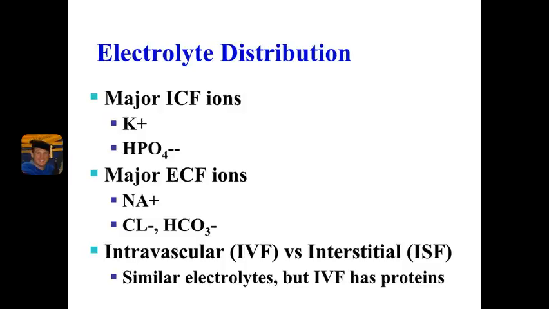When it comes to the major extracellular ions, we're talking both the plasma and the interstitial fluid. Remember, the only difference between those two fluids is the presence of proteins in the vascular fluid. So they should be very similar, and what you're going to find is that sodium, chloride, and bicarbonate are the major extracellular ions.